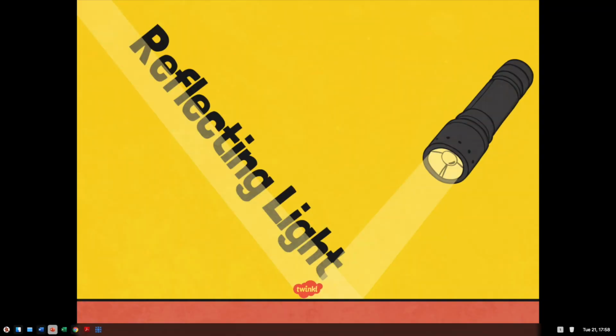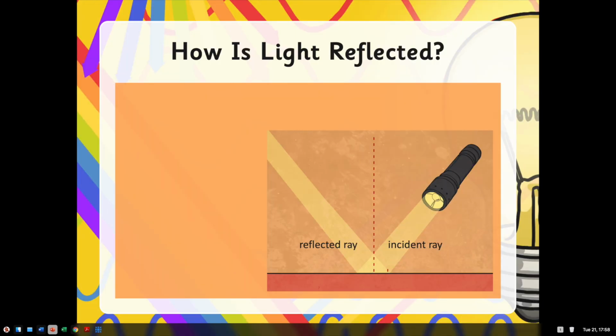So we're carrying on looking at light. I touched briefly last time on reflection. Today we're going to look at it in more detail and you're going to have a chance to explore it yourself. So, reflecting light. How is light reflected?